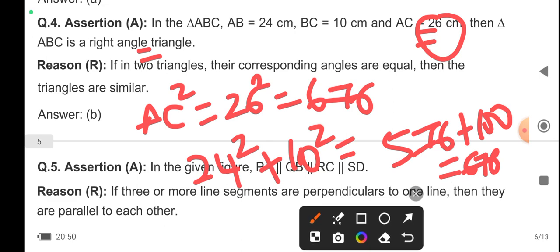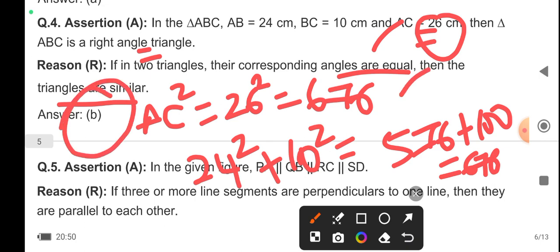The reason: if two triangles' corresponding angles are equal, then the triangles are similar. That is also correct only, like the AAA similarity criterion. But it is not the correct explanation. Here they are talking about the Pythagoras theorem, and here they are talking about corresponding angles. So the answer is option B. Check, kindly.